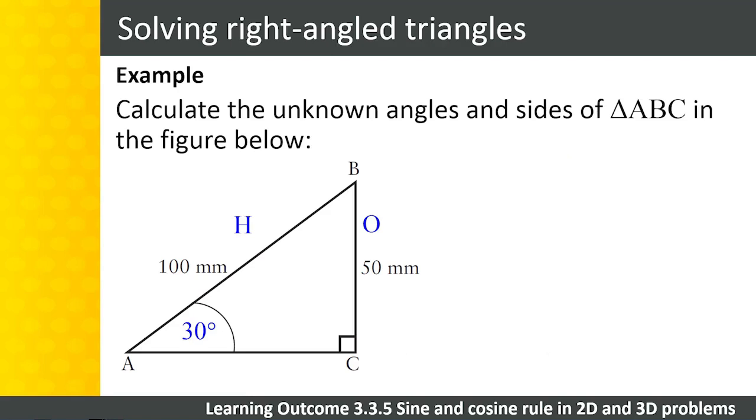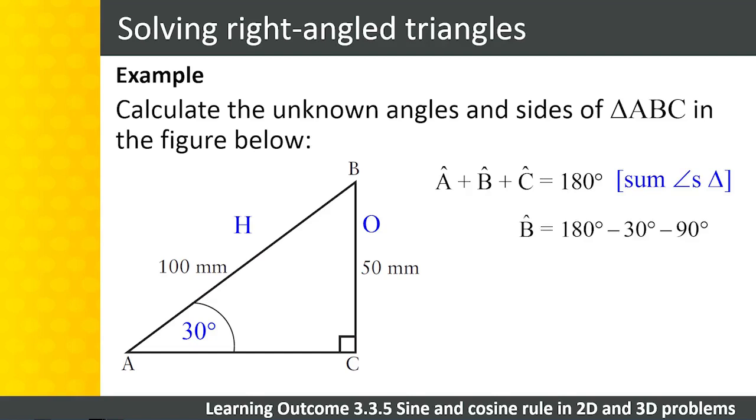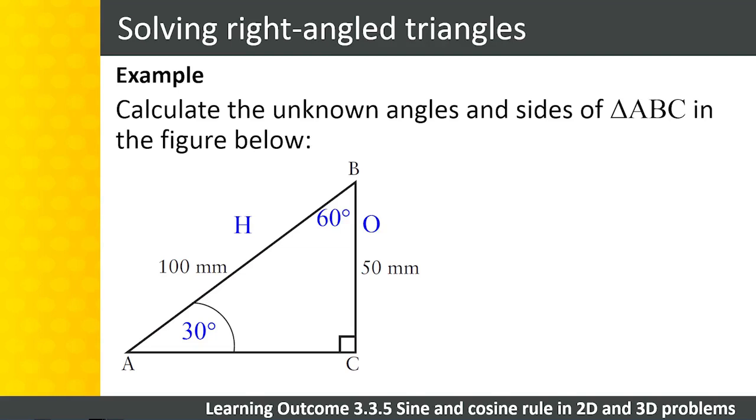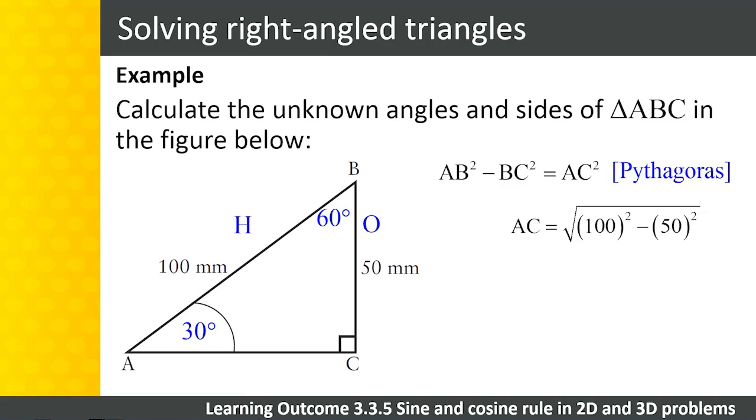Now we have 2 angles of the triangle. We know that the angles of a triangle sum up to 180 degrees. So we can say that angle B equals 180 degrees minus 30 degrees minus 90 degrees, which gives us 60 degrees. We have the lengths of 2 sides already. AB is 100 millimeters and BC is 50 millimeters. Using the theorem of Pythagoras, we find that AC equals the square root of 100 squared minus 50 squared, which gives us 86.6 millimeters.